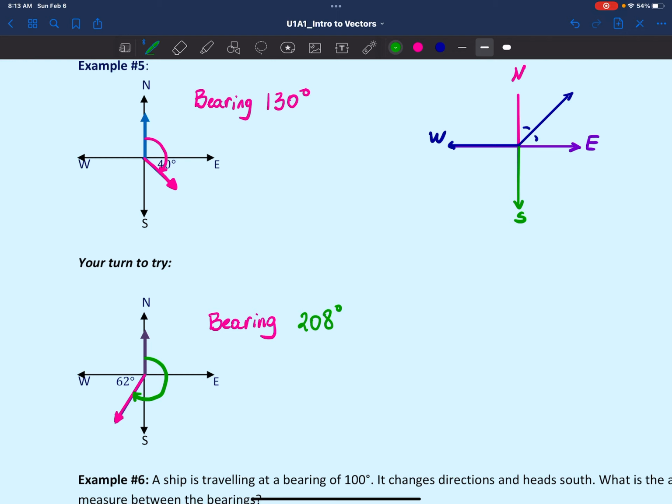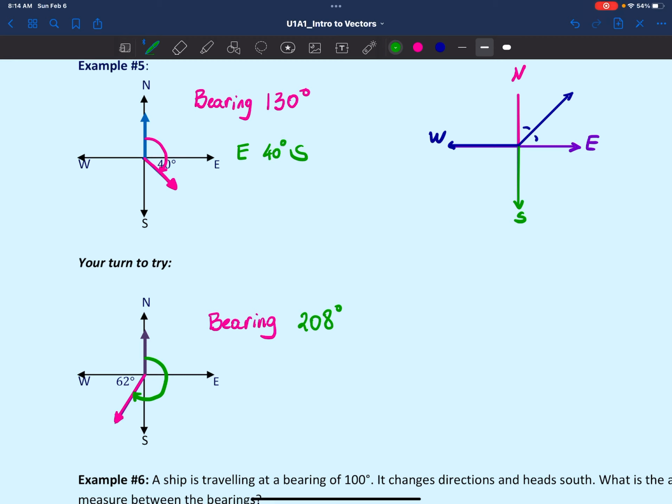Now, bearing is a convenient way of describing direction because all we have to say is the term bearing and just the angle. But that's not the only way to describe direction. Another way is by using the names for each direction, so the north, south, east, and west line. So for example, we can read this direction here, described in the first example, as going from east towards south. So from east, going towards south, 40 degrees.